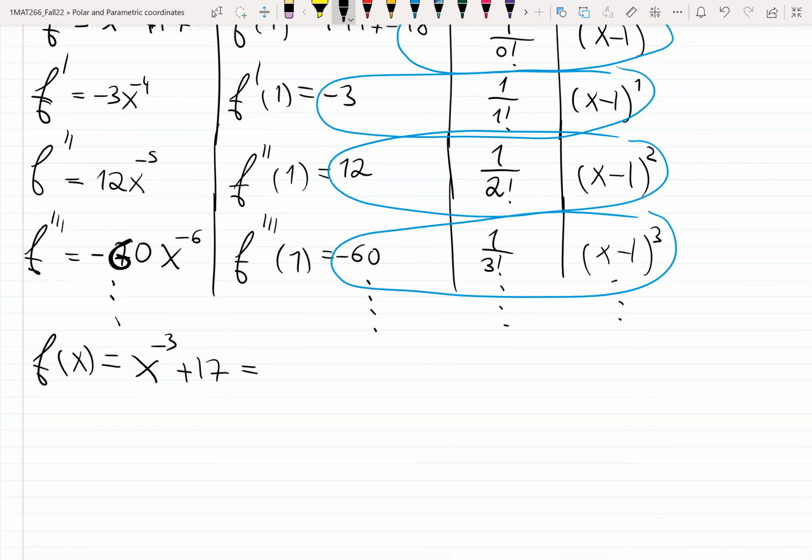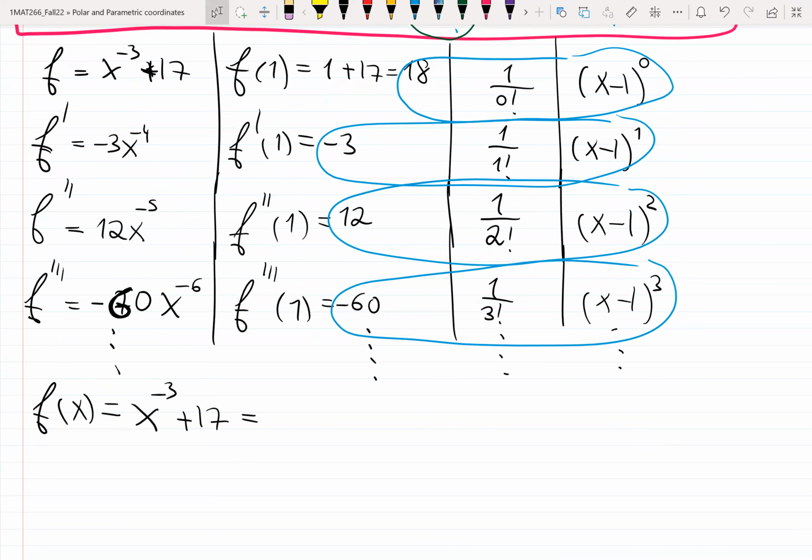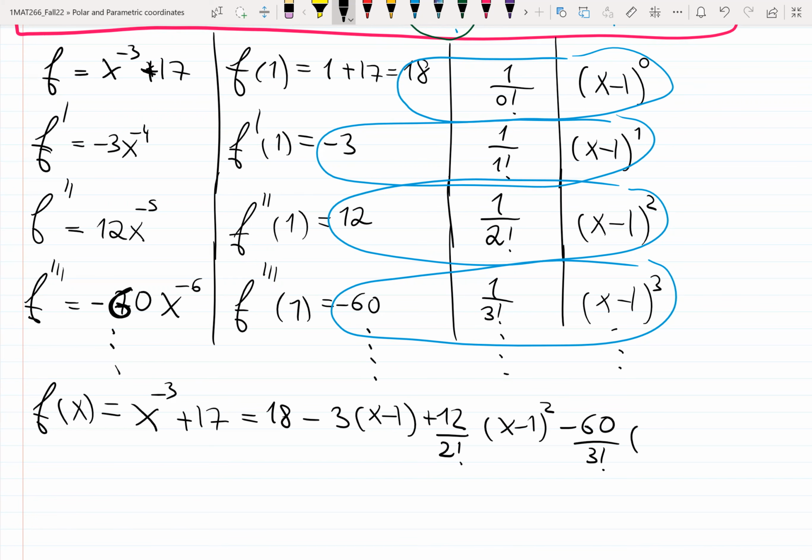And that function has its own Taylor series at the center 1, which is, the first term is 18. That's it. The second term is minus 3 multiplied by x minus 1 to the 1. The third term is plus 12 divided by 2 factorial, which is 2, x minus 1 squared. And one more term we found was minus 6 divided by 3 factorial, which is 6, multiplied by x minus 1 cubed plus, and keep going. This is an alternating series.